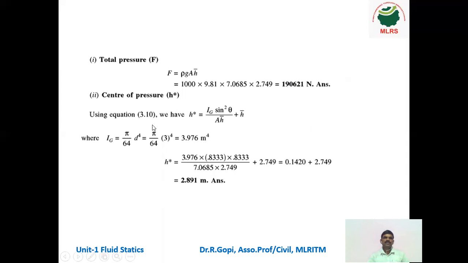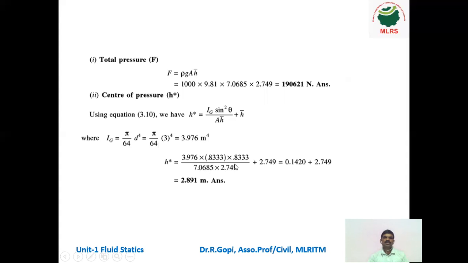Okay. So Ig is equal to pi by 64 into D power 4. In case of rectangular section, it is B D cube by 12. But in case of circular section, the moment of inertia formula about the centroid is pi by 64 into D power 4. So pi by 64 into D, D is 3 meter, power 4. We get an answer 3.976 meter power 4. Okay.